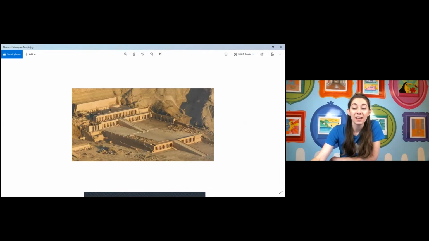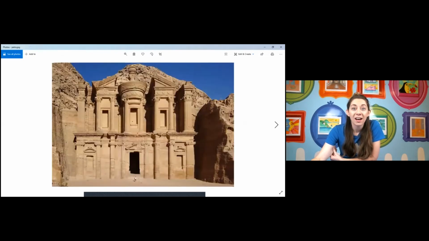They also made rock-carved temples, just like you see here. These are actually tombs where people would be buried. And this is a famous one that you might know. It's in Petra. This is a really good one to talk about. Look at the architecture in there.